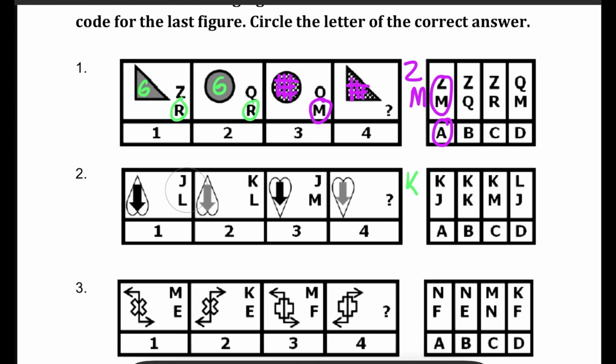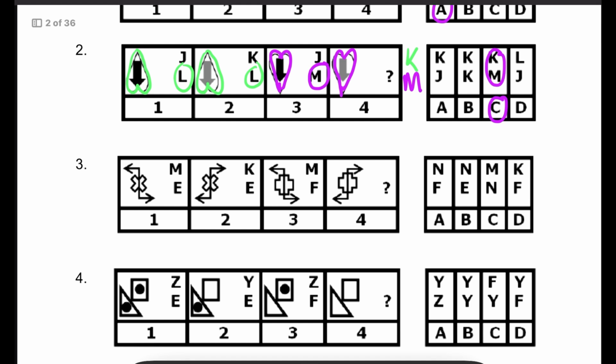Then 1 and 2 both have an L as the second letter, and they both have this upside down heart shape, whereas 3 and 4 both have a right way up heart. The second letter here is an M, so the second letter here will be an M, KM, so the answer is C.